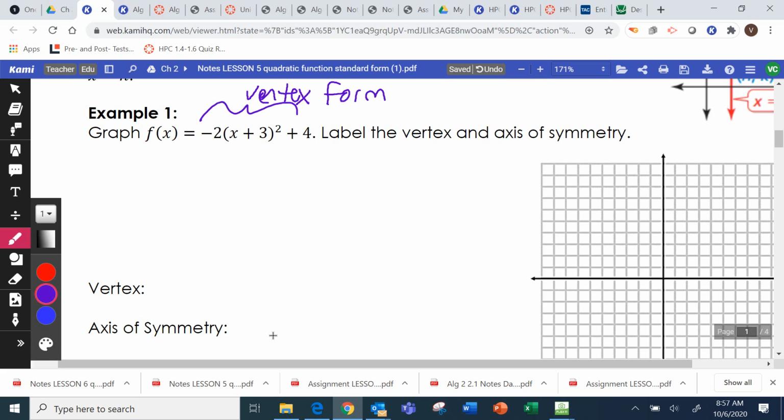So the vertex, we're looking inside of the squared, and we're looking for a horizontal translation. Nina, can you tell me what the horizontal translation is? Left 3, yep. So my vertex is going to start with -3. And then on the outside, we look at that +4. Ryan, what's the +4 become in my vertex? Just 4. Yep. So my vertex is at -3, 4.